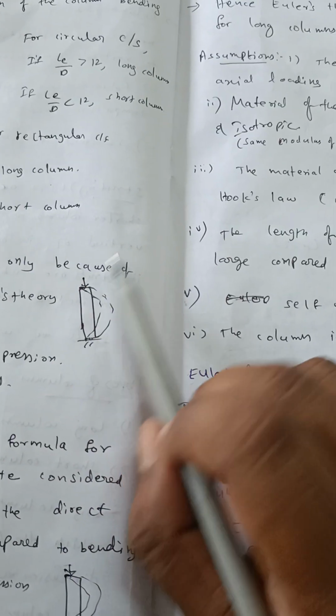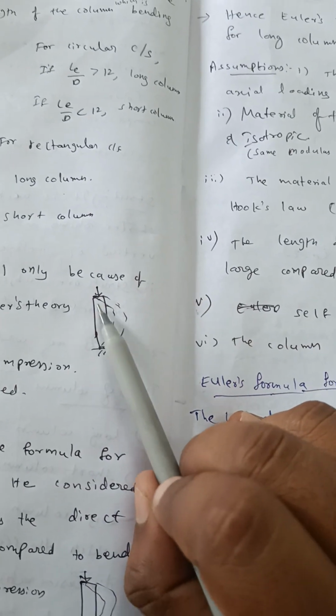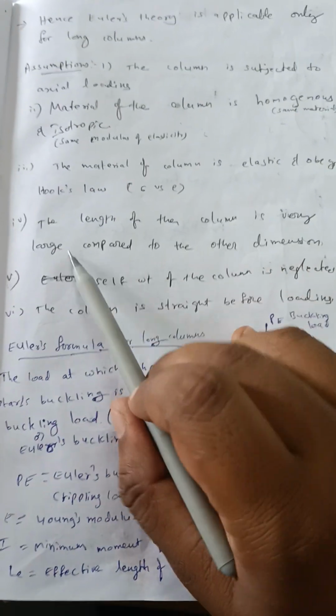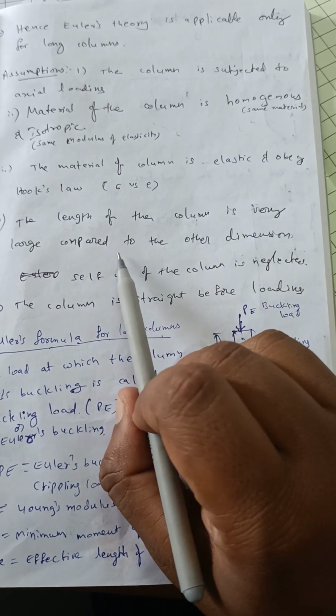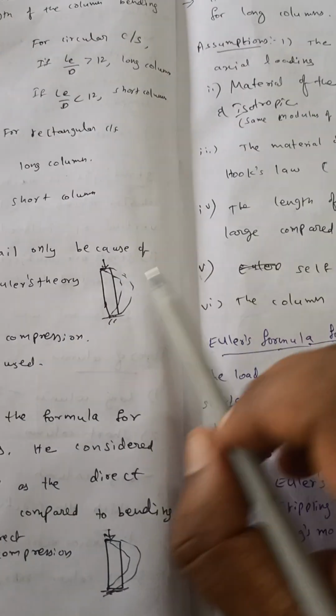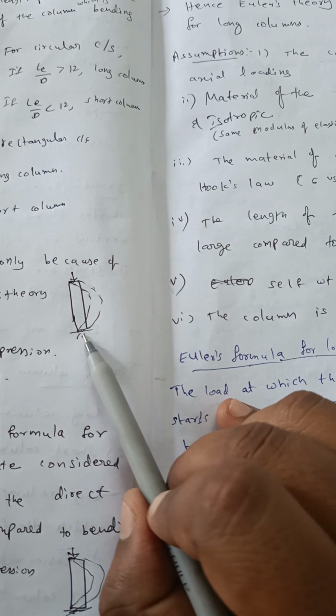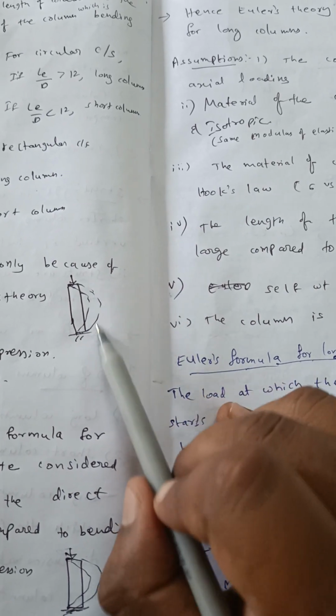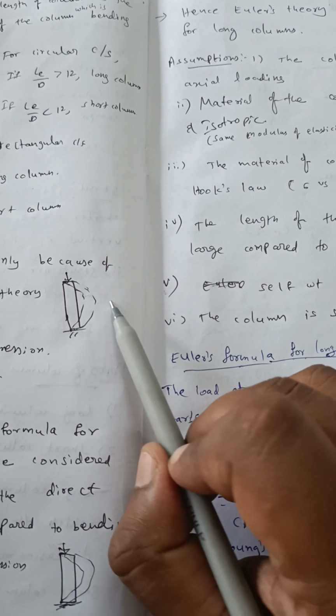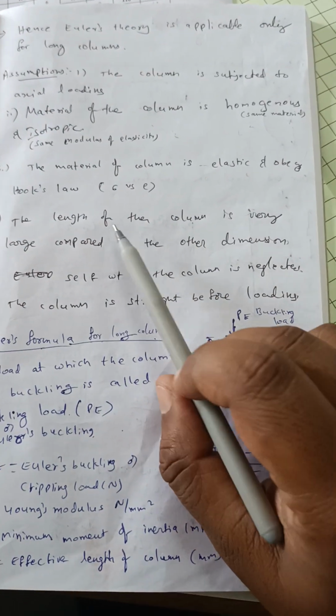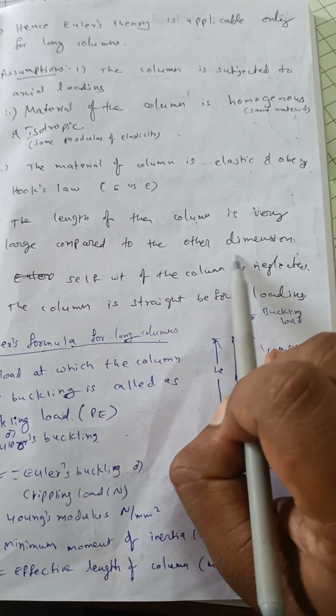That means if the load is removed, it will come to its original position. Hooke's law is valid. The other assumption is that the length of the column is very large compared to the other direction. So if B is the width and D is the length, D is very much greater than B. That is the meaning here: the length of the column is very large compared to the other dimension.